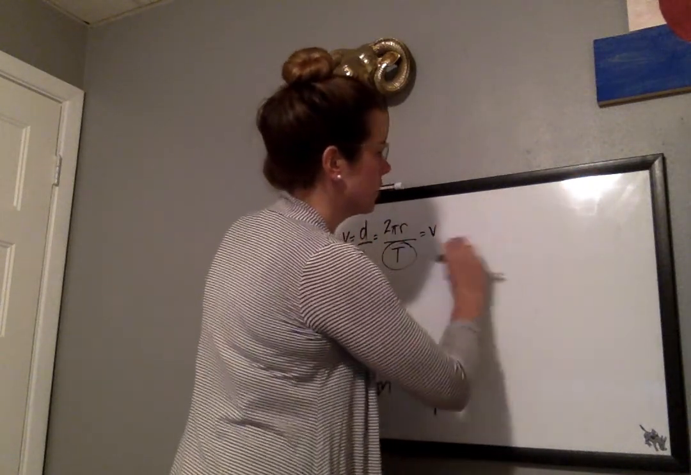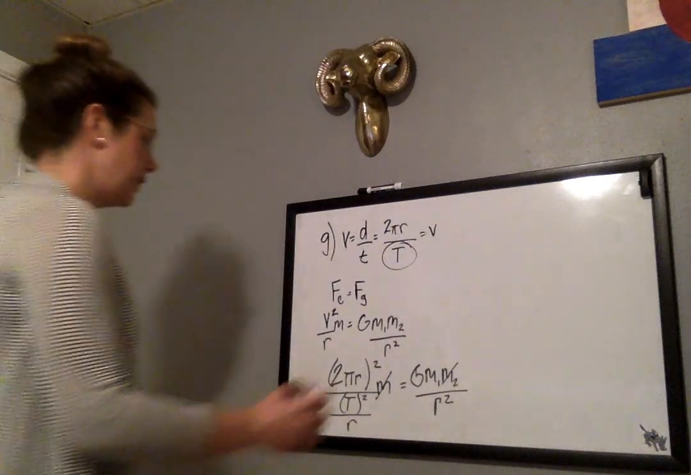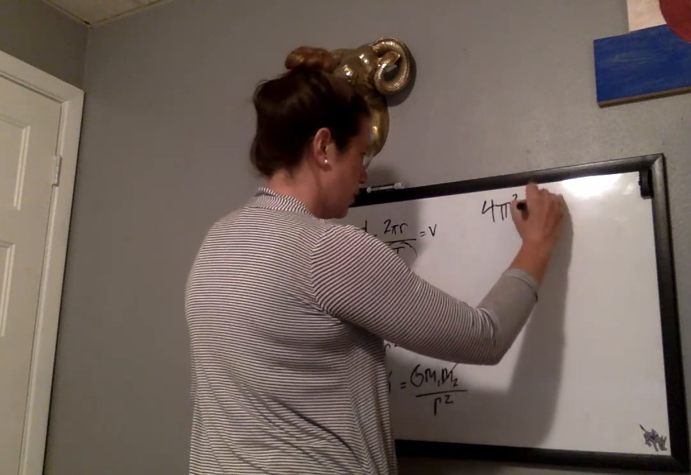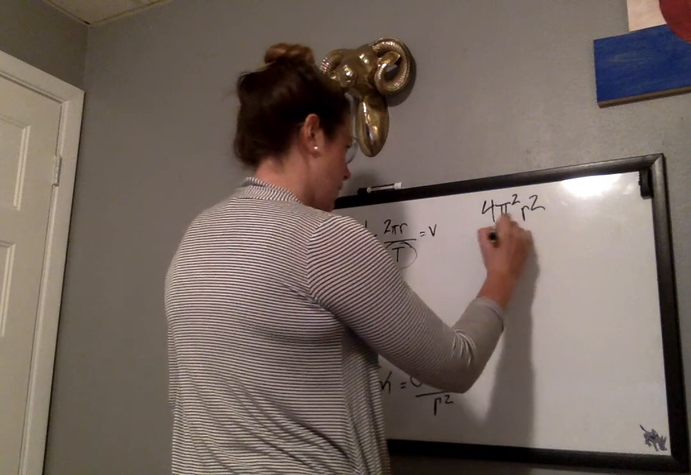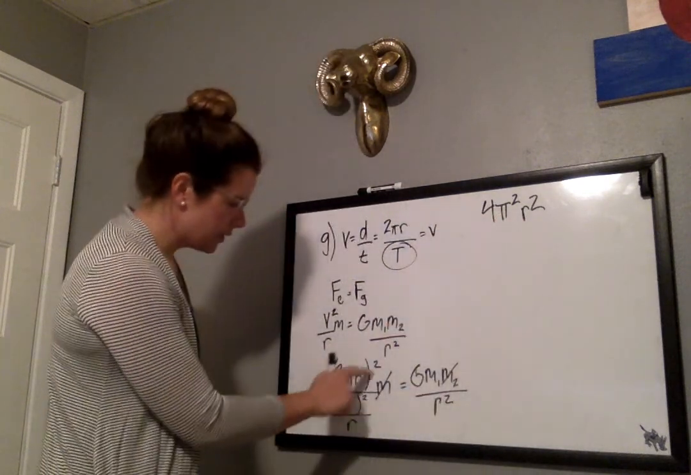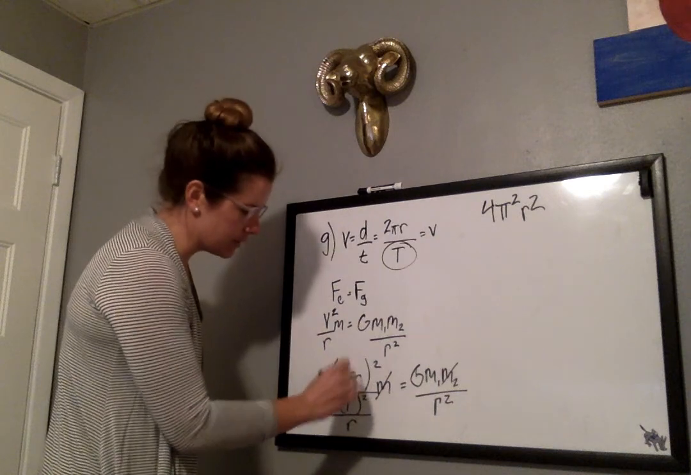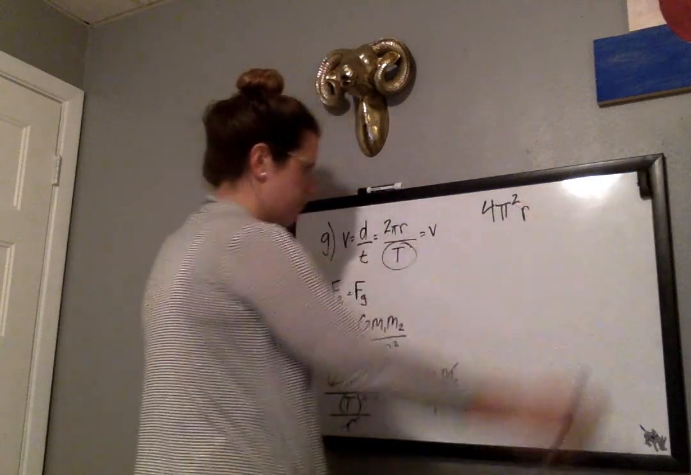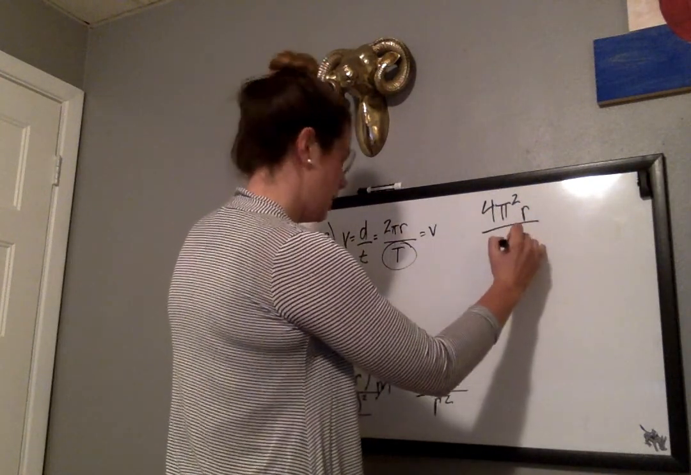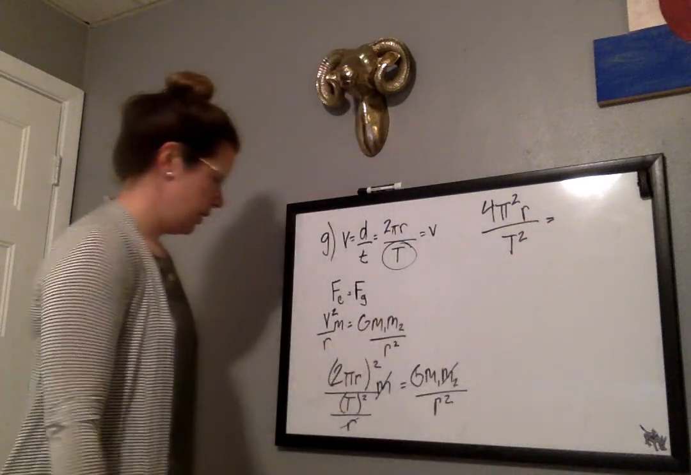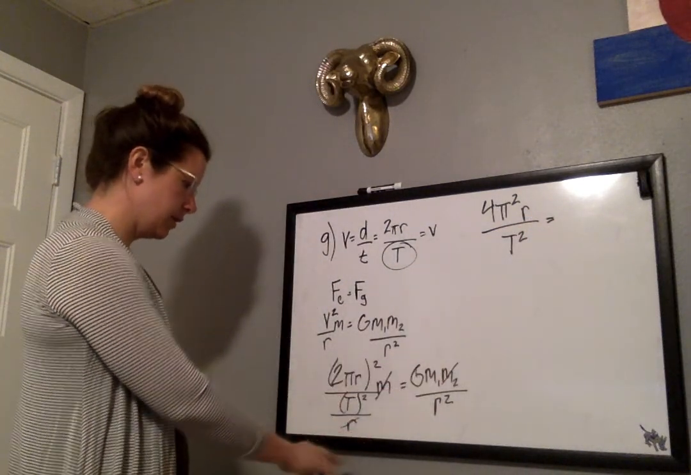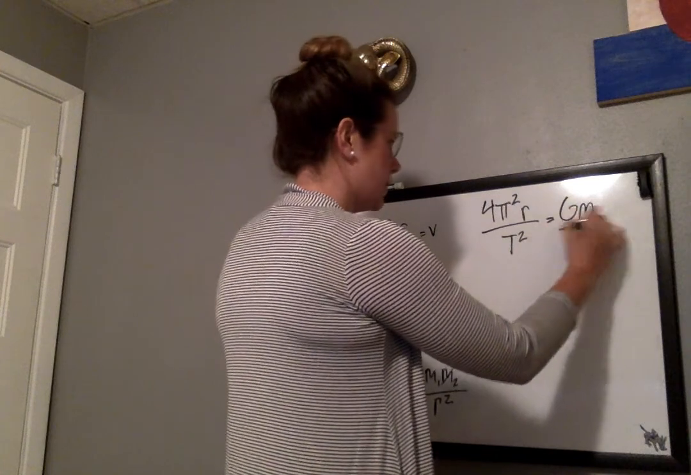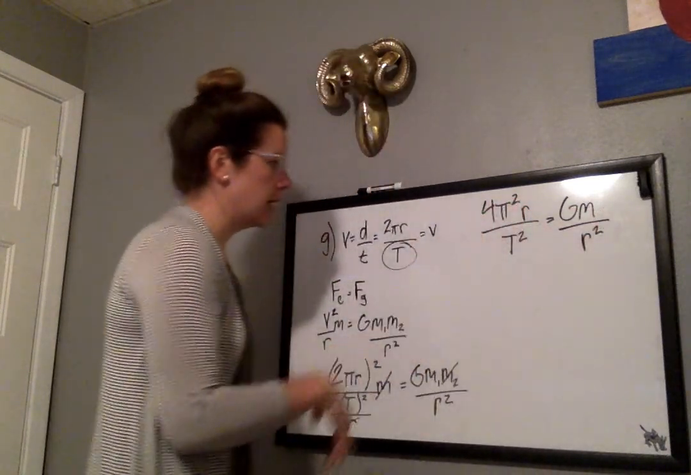Let me erase this just so we have some extra room. All right, so now we have 2 squared is 4, pi squared is pi squared, r squared, we're going to keep that there. However, I have an r squared divided by an r, so one of these is going to cancel. This then just becomes r, like so, divided by t squared. Got rid of this r, mass is canceled, made this a little bit easier to read. Gm, we still have one mass of our planet, or our object, sorry, over r squared.